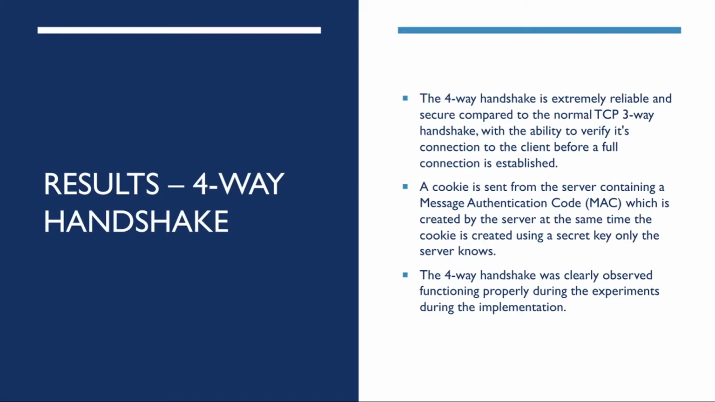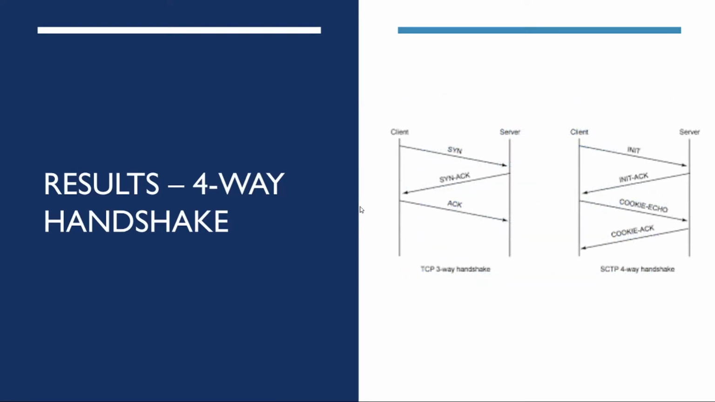It's able to verify its connection to the client before the full connection is established by using a cookie which contains a message authentication code, which is created by the server at the same time that the cookie is created, using a secret key. Only the server knows this secret key. The four-way handshake was, as said before, clearly observed functioning properly during the experiment. And shown here is the four-way handshake.